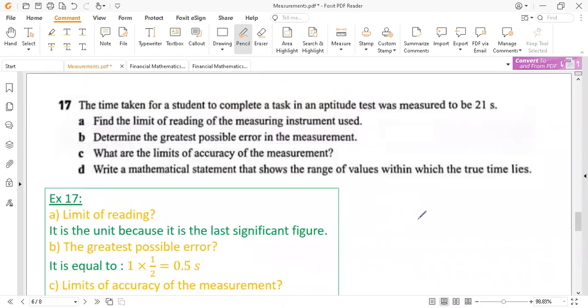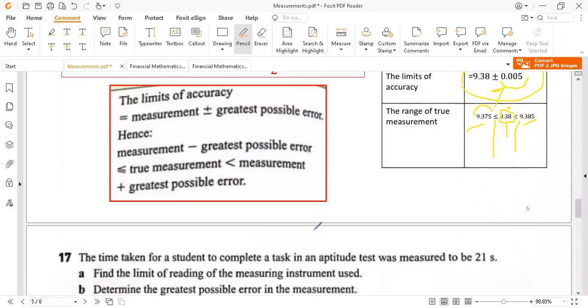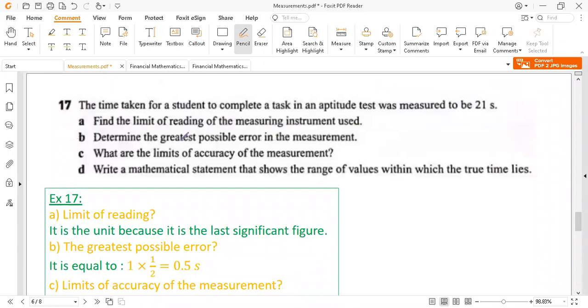Okay, so normally we want to imitate and apply the same basic notations in the next exercise. They ask: the time taken for a student to complete a task in an aptitude test was measured to be 21 seconds. The limit of reading here is equivalent to the last significant figure. So we always count the significant figures from the left to the right. The last one is 1, so normally it is the unit, because it is the last significant figure.